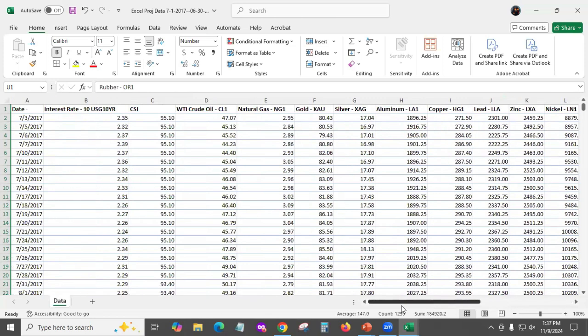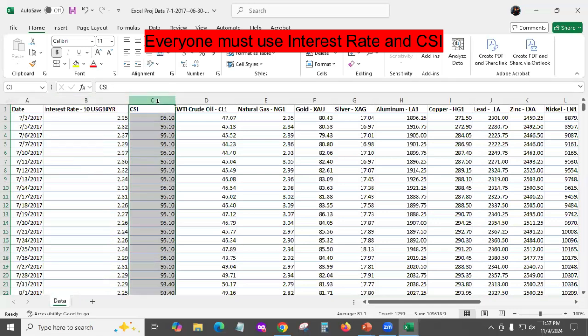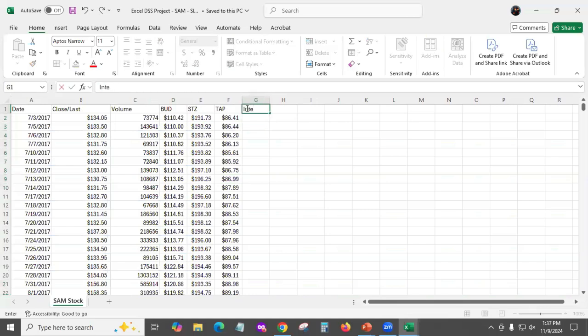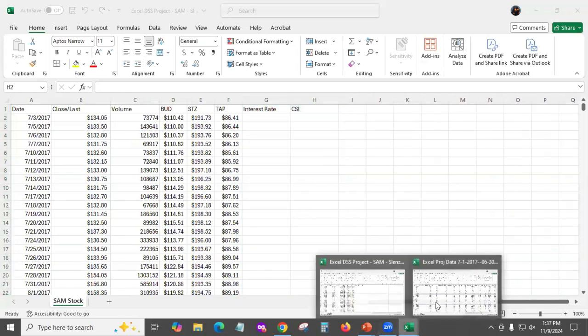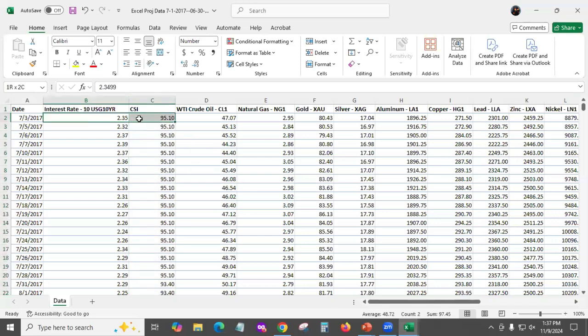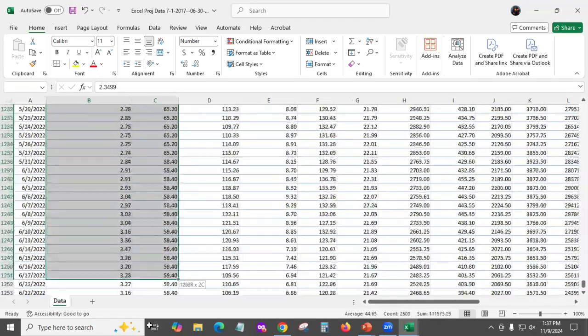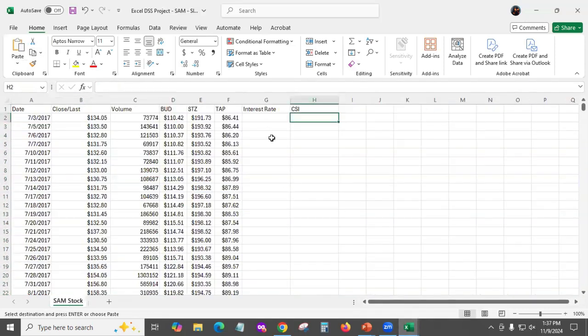Your job is to copy the interest rate, copy CSI into your project spreadsheet. So let's go into your project spreadsheet, and I'm going to type in interest rate, and I'm going to type in CSI. So everyone needs to have interest rate and CSI. So let's just copy these two. We just need to highlight the first value on each of these. I'm going to do it all in one fell swoop, but if you want to do two separate columns, you can do two separate columns. All right, I'm going to copy that, and then I'm going to paste it here.